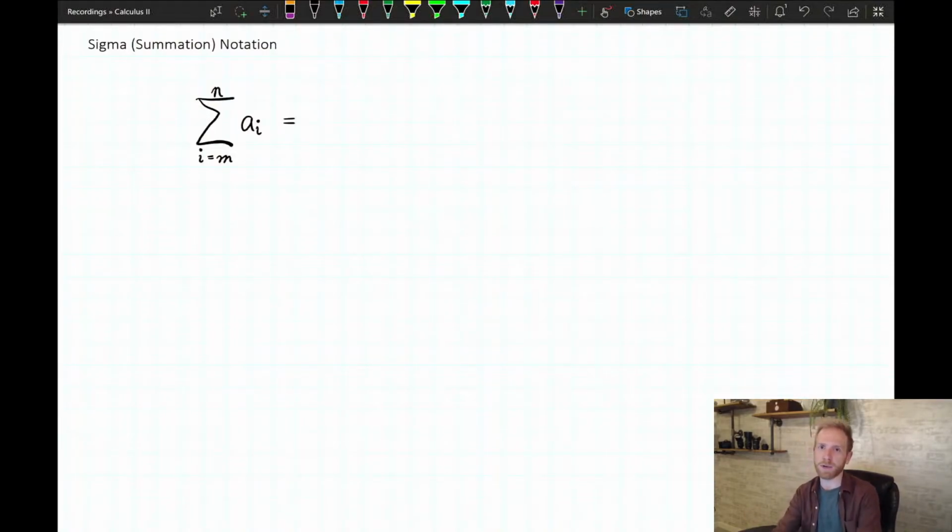And it uses the capital letter sigma, which corresponds to the capital letter S. S for sum, kind of makes sense, but it has these little components below and above, a subscript i equals some number m, and a superscript, which is just a number such as n. So let's take a look at what these different components mean.